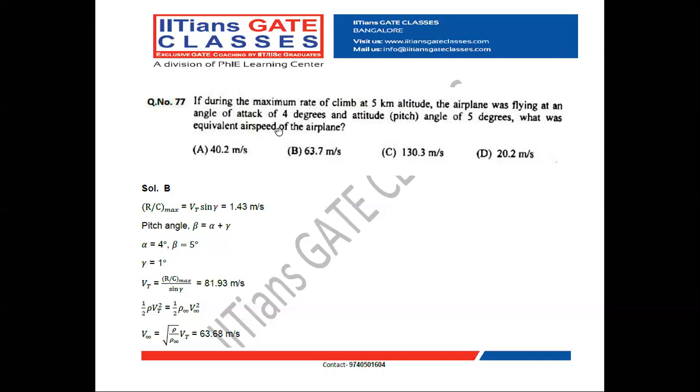So we have to calculate what was the equivalent speed of the airplane. So rate of climb maximum is given, that is equal to 1.43 meter per second. We already obtained from question number 76. That is rate of climb maximum at 5 kilometer altitude is 1.43 meter per second. So we use the data divided by sine gamma will give us the speed at 5 kilometer altitude, which is 81.93 meter per second.